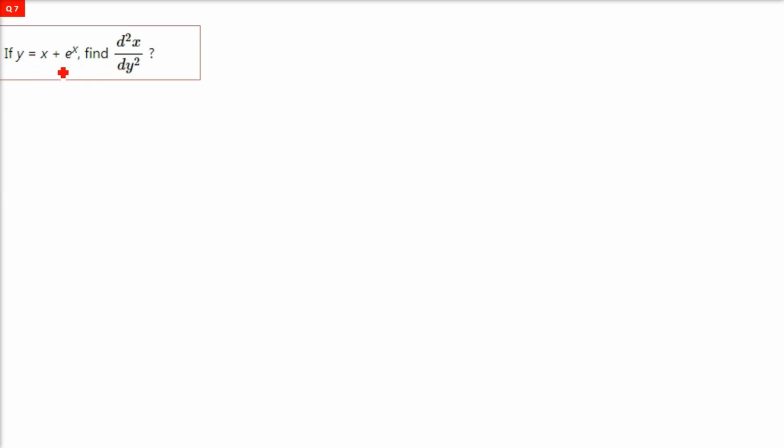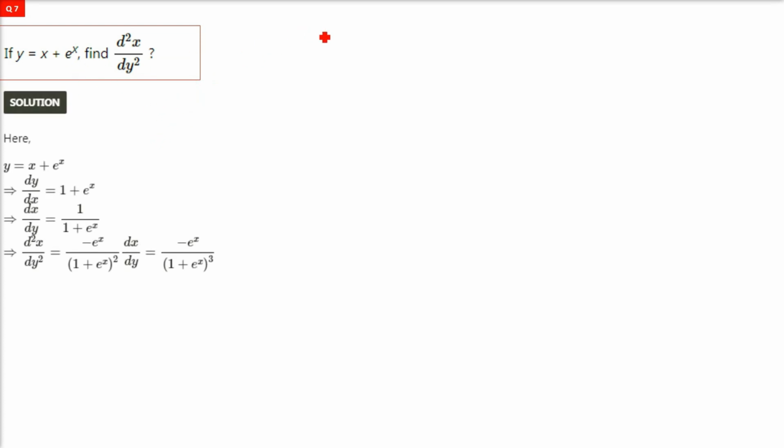Alright. y is equal to x plus e to the power x. We have to find out d2x by dy square. So there is a trick or catch here. We don't have to find out d2y by dx2. It is d2x by dy square. So let us go along with x plus e to the power x, dy by dx. So dy by dx, you already know how to do. x is 1, e to the power x will be e to the power x.